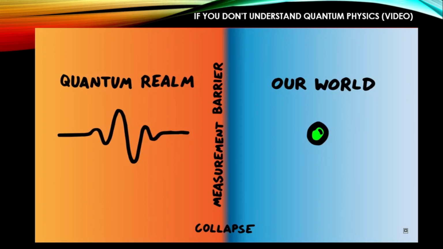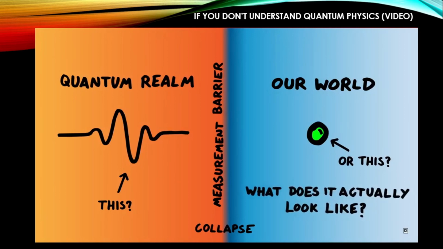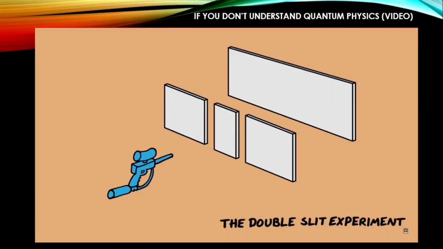Another confusing thing is how exactly to picture an electron. It seems to be a wave until you measure it, and then it's a particle. So what actually is it? This is known as particle-wave duality, and here's an example of it in action, the famous double-slit experiment.